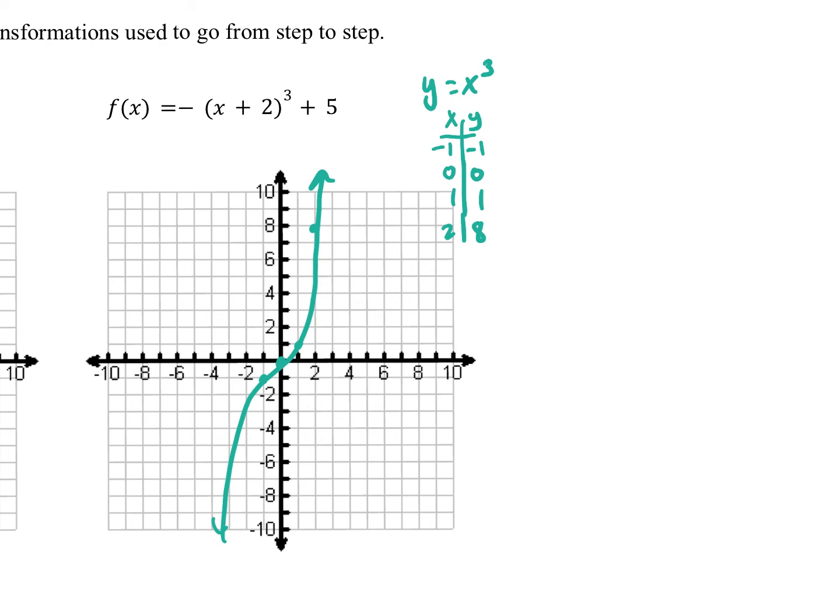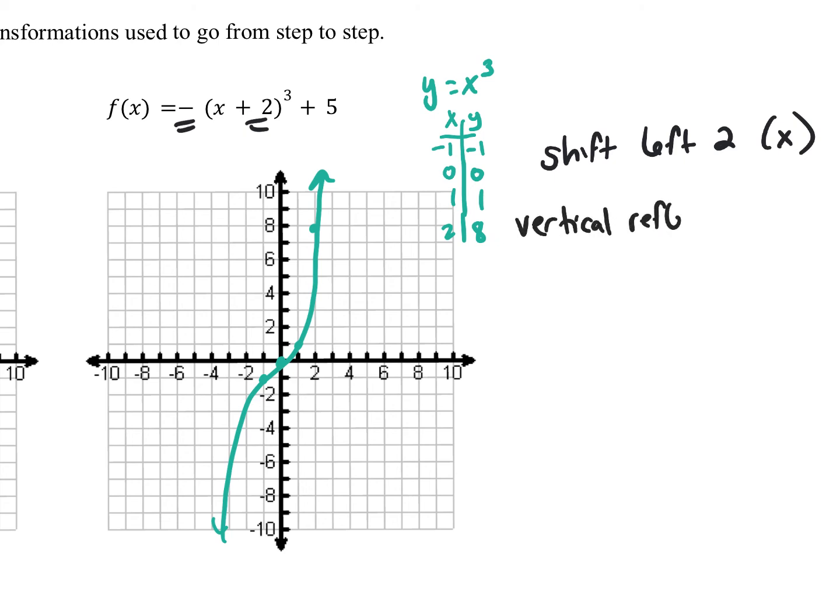And now I'll just start picking out transformations. So inside I see a plus 2. So that's going to shift left by 2. So that's going to be a change in the x. Nothing else inside, so everything else will be vertical. We have the negative out here, so that's a vertical reflection. So that changes the y's to negative. And then we have the shift up 5. So that's going to take the y's and add 5. So you can almost envision what's going to happen to this graph. It's going to move left, it's going to move up, and it's going to be upside down.